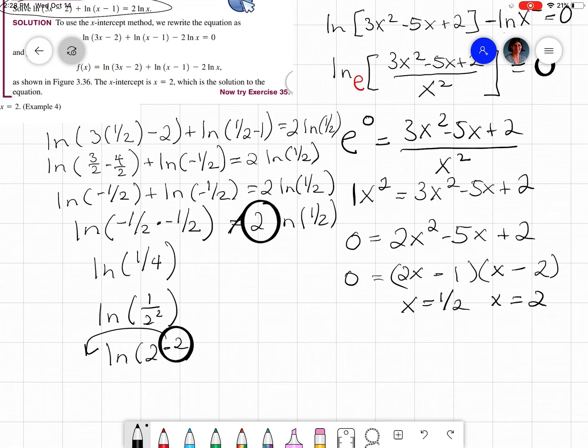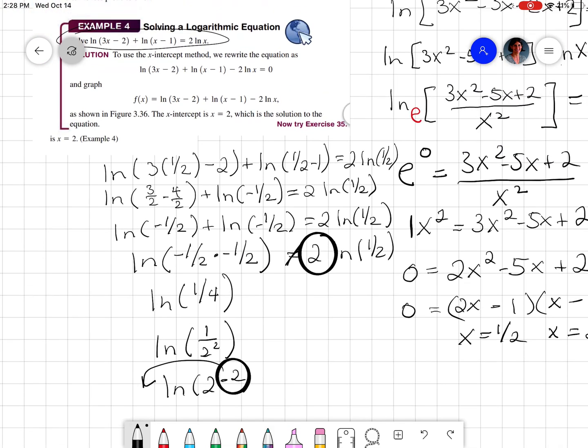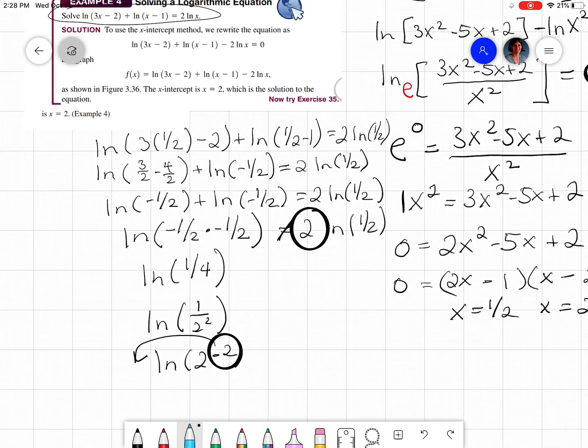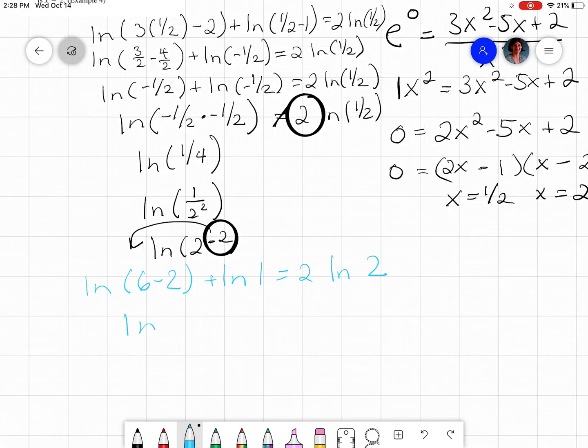And if we try 2, oh, I'm running out of space here. Let's go down here. It's hard to see our original problem. So let's try to check the other number. If I have the ln of, let's see, 3 times 2 is 6, minus 2, plus the ln of 2 minus 1, which is 1, equals 2 times the ln of 2. Now at least we can go on. We have the natural log of 4, plus the natural log of 1 equals 2 ln of 2.